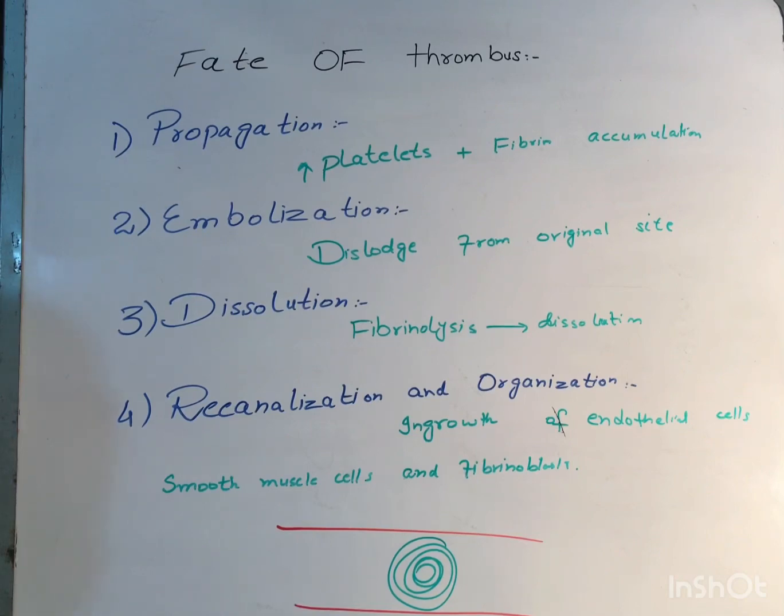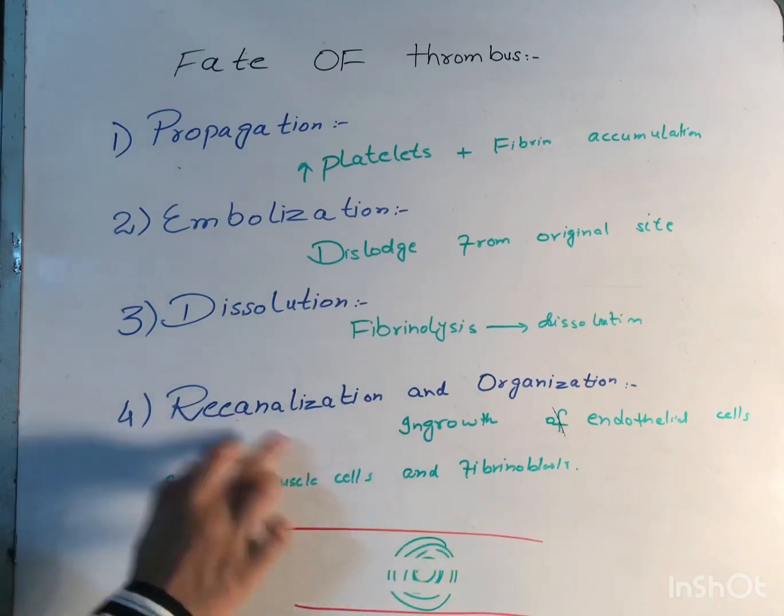In this there is ingrowth of endothelial cells, smooth muscle cells, and fibroblasts. Let's see. This is a vessel. Here is a clot, a thrombus present. First of all, there will be recanalization. Recanalization means there will again be formation of some canals in the clot that will resume the original lumen of the vessel. How does this recanalization occur? Basically, the entrapped leukocytes and platelets release some enzymes in the center that lead to recanalization.